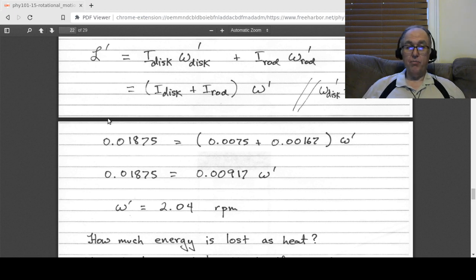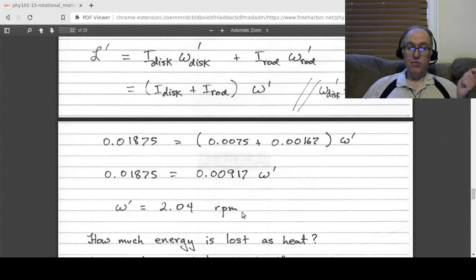Okay, and so now just using the numbers above, the total angular momentum after is the same as before. So L primed, we can just substitute in L from before. That's the whole point of a conservation law. And I of the disk and I of the rod, we have those numbers above. Here they are. And the only unknown is omega primed. And so when we solve for omega primed, we will find that it comes out to be 2.04 RPM.